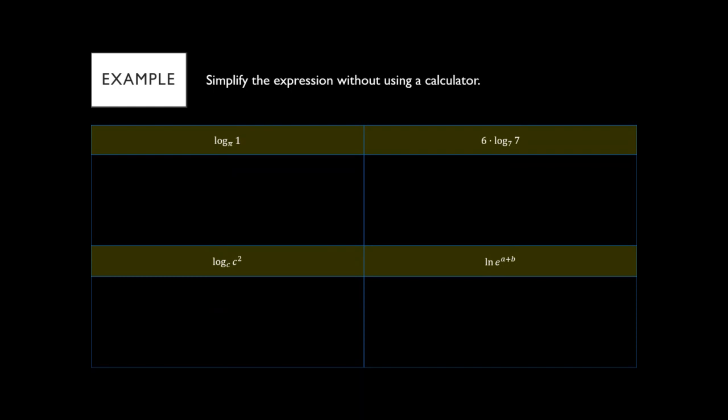So, we're going to move on to some more examples. So log base pi of 1. The log of 1 is always 0. It doesn't matter what the base is. It doesn't matter if it's pi, if it's 2, whatever that subscript is, because the log of 1 is always 0.